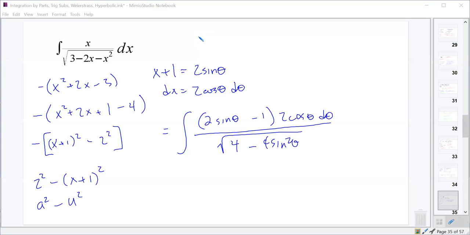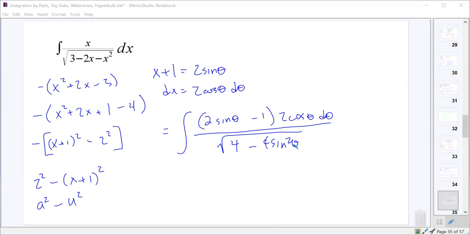Everybody okay with that or no? Yeah, that's a 4 before the sine squared, right? Yeah. So if I factor the 4 out of that, it becomes a 2, right? When I pull it out of the square root.